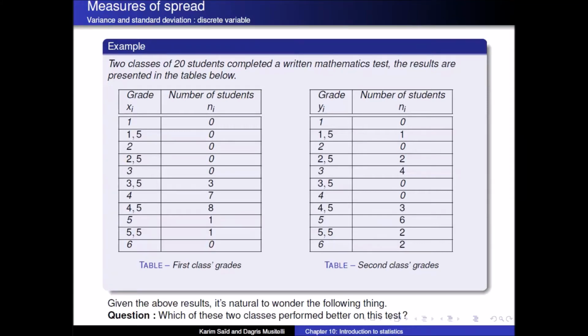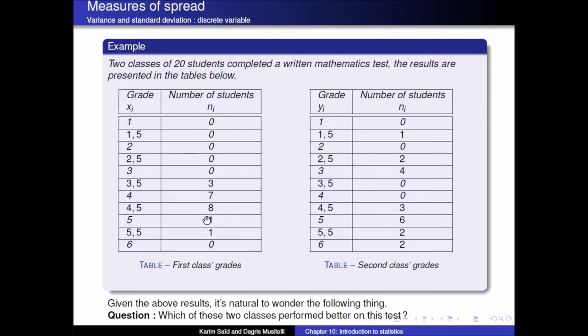Okay, now let's see how we can use two of the most widely used types of measures of spread. It's called the variance and the standard deviation. To do so, let's start with an example. Imagine you have two classes of 20 students each, and they took a mathematics test.